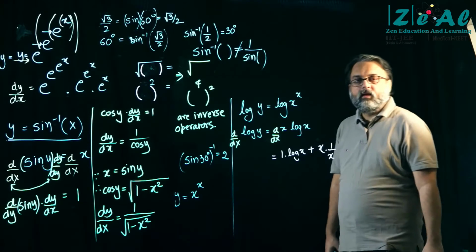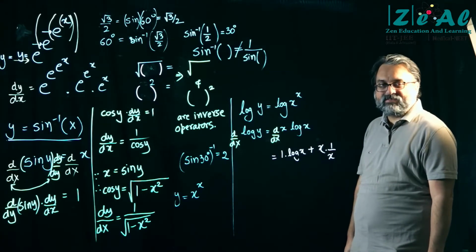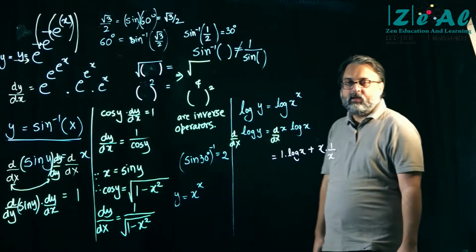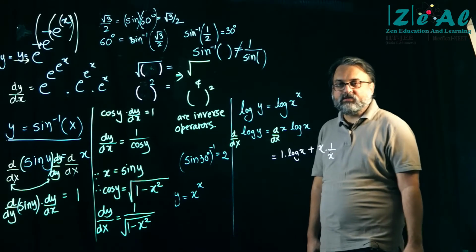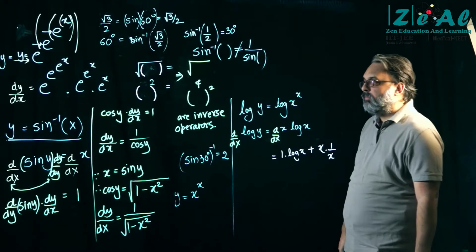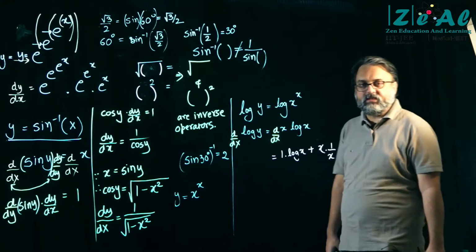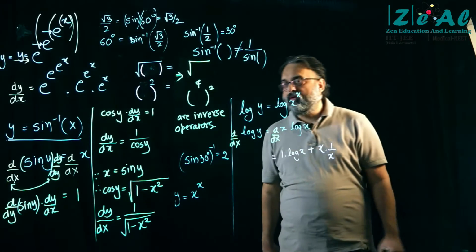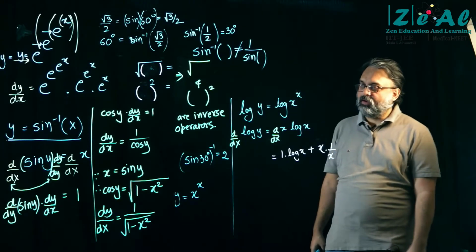Remember that the differentiation of ln x is 1 over x. No Advik, base is not 10, okay? Base is e. I find it strange to write ln, which is why I didn't write ln.